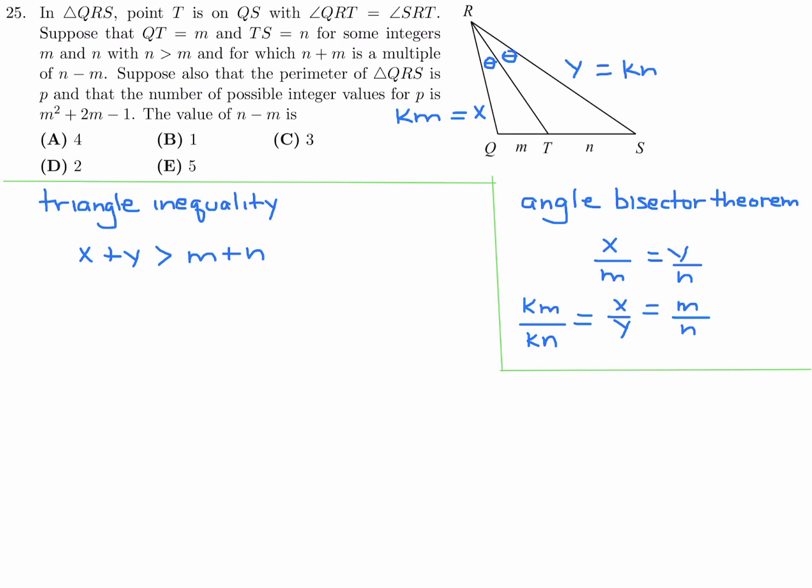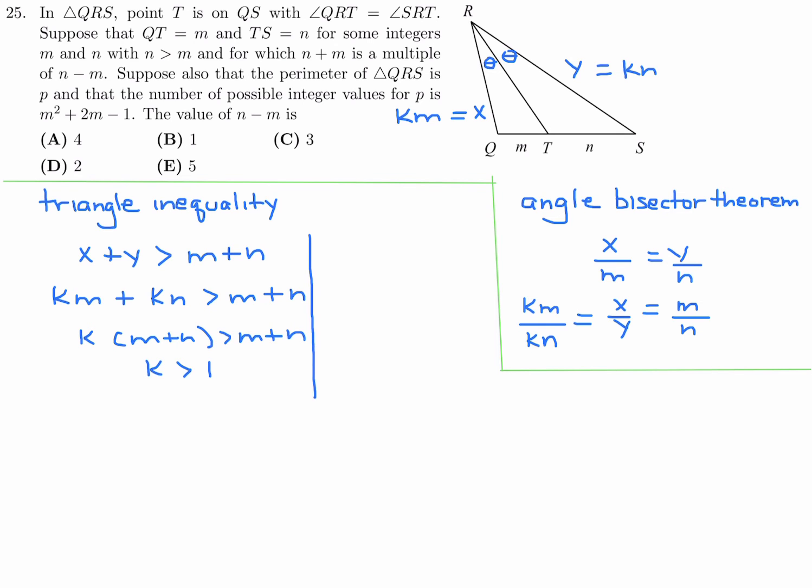And instead of putting X's and Y's, I'm going to put the Km plus the Kn values greater than M plus N. Factor out the K and you get K times M plus N is greater than M plus N, and that basically means that K is greater than 1.